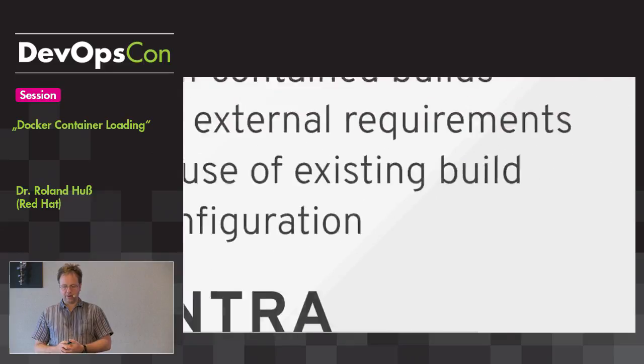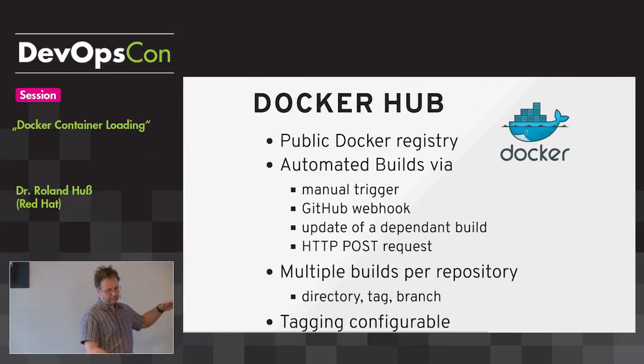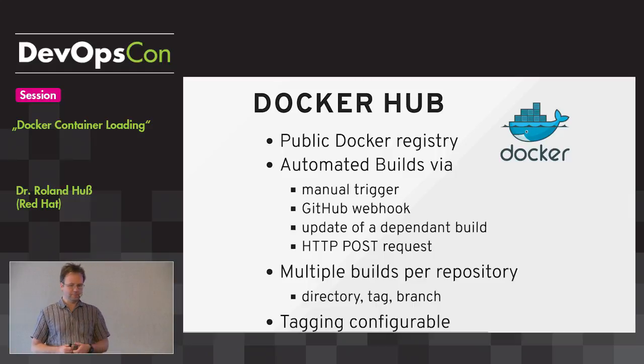Good. Okay, so next step, we hop to the next station. Now we are leaving the local part. Everything I have shown you is simply happening on your developer notebook. You can, of course, run the build in your CI system, but you can also run it locally. And now we jump to some sort of services which create images for you.